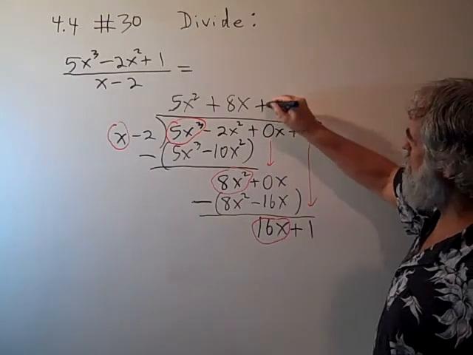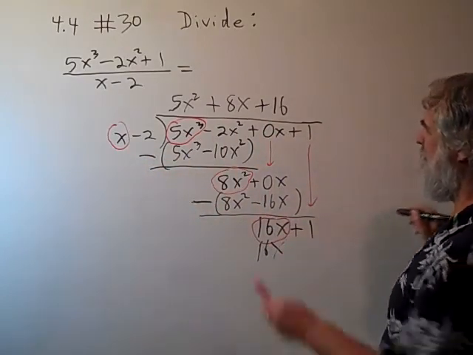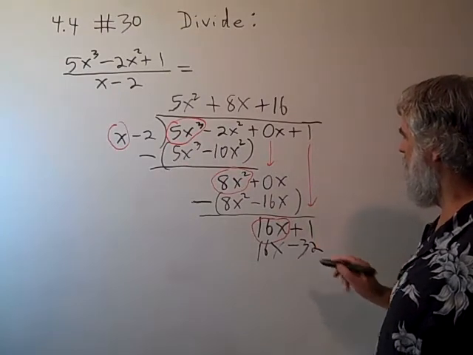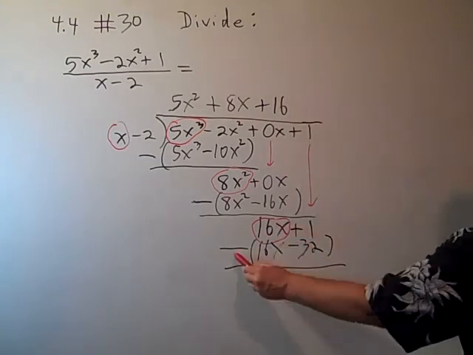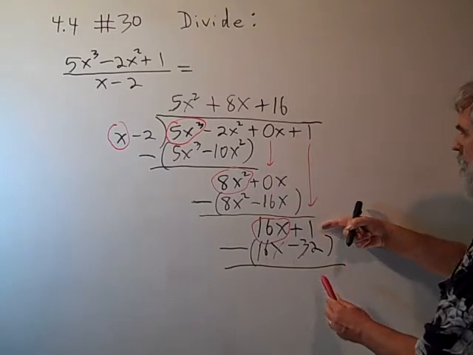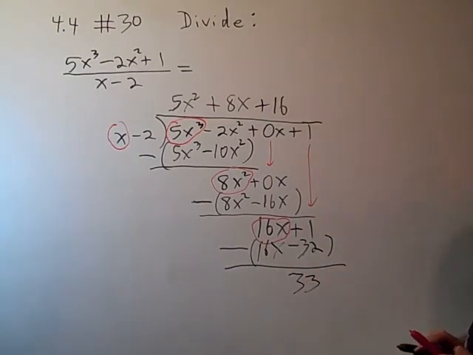It goes in 16 times, because 16 times x is 16x. 16 times negative 2 is negative 32. Then we subtract one last time for this problem. 16x minus 16x leaves 0x. 1 minus a negative 32 is 1 plus 32, leaves a remainder of 33.